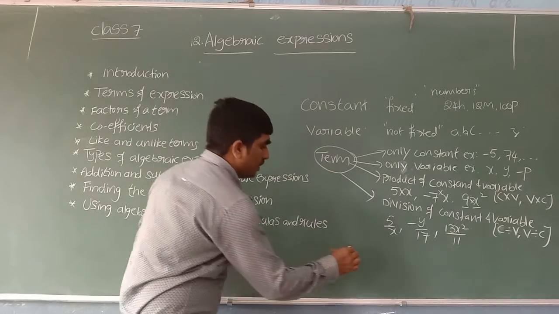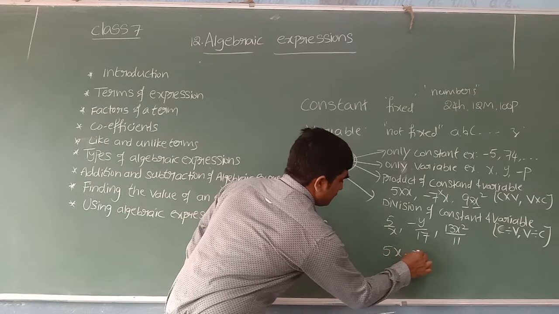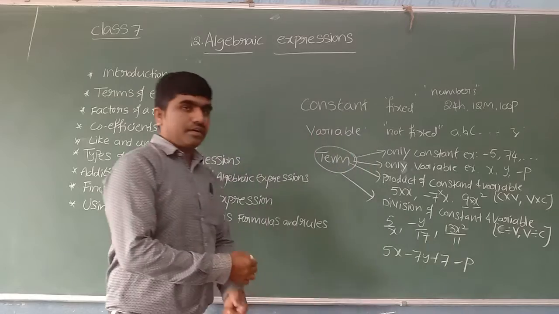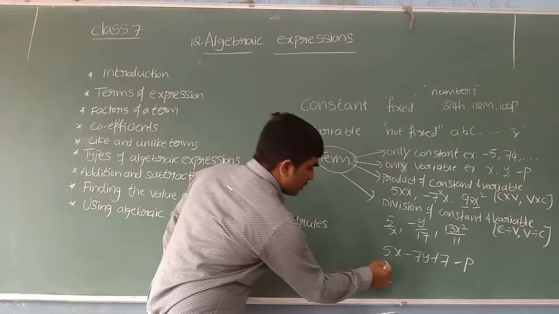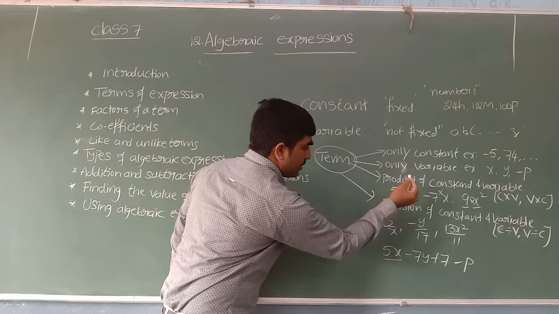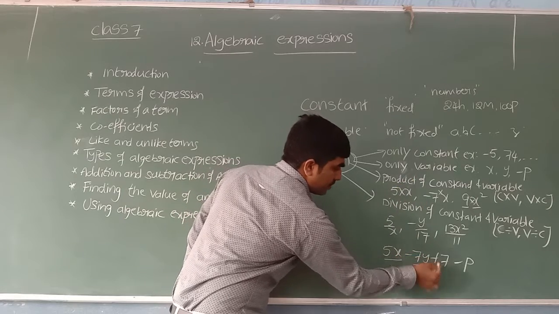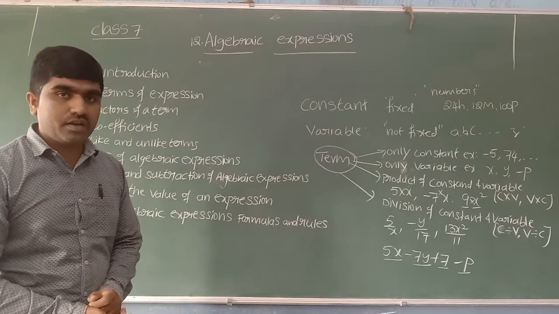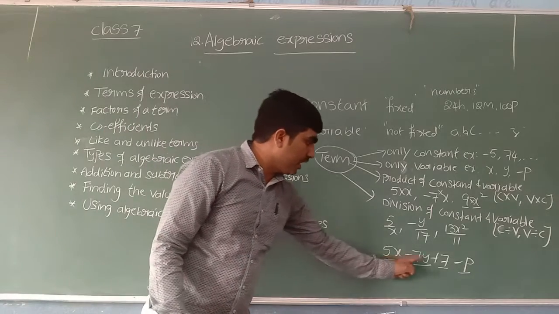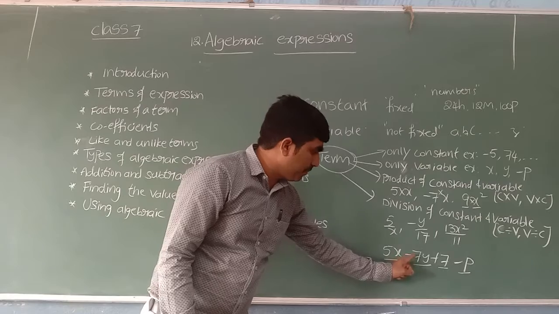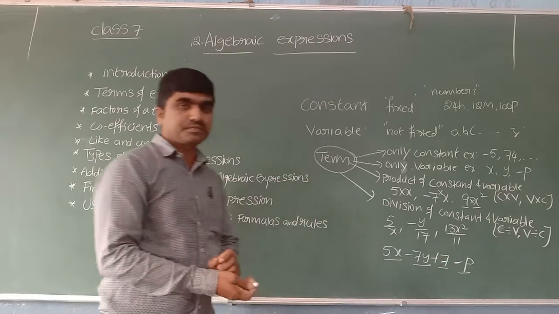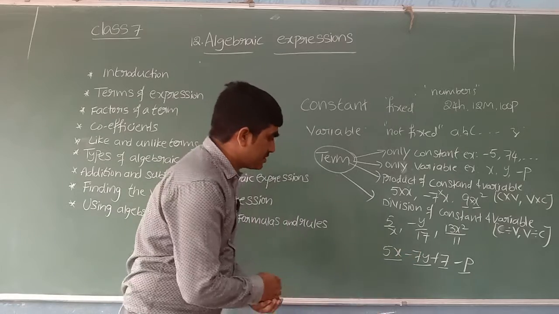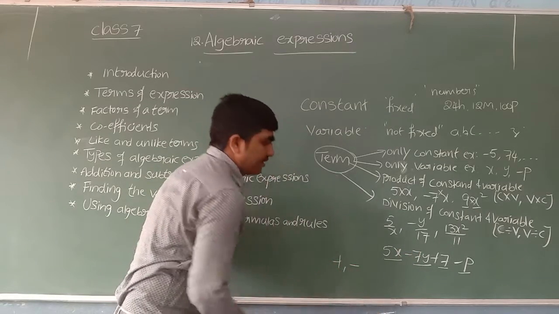Now let's see here. Like if you take minus 5x minus 7y plus 7 minus p. Yes, here we can see some terms. One term, the product of constant and variable; the product of constant and variable, only constant, only variable. How many terms are there? Sir, there are 4 terms. And how are those terms separated? Minus, plus, minus. Yes, here terms are separated by the operations, either plus or minus.